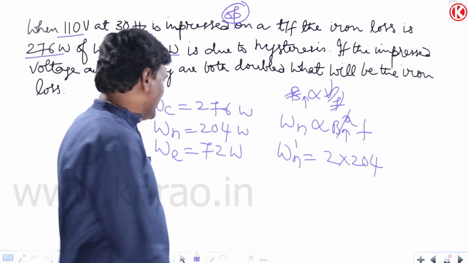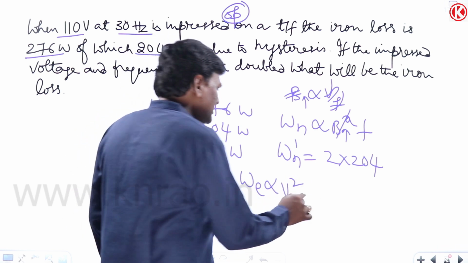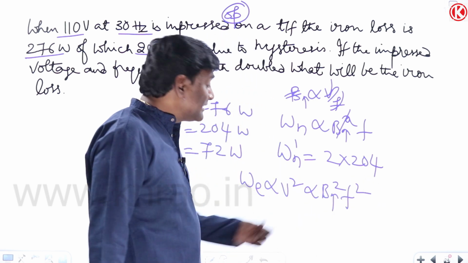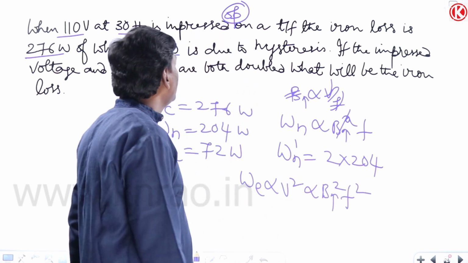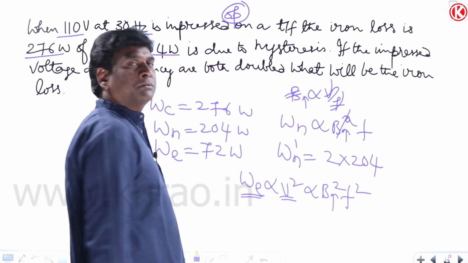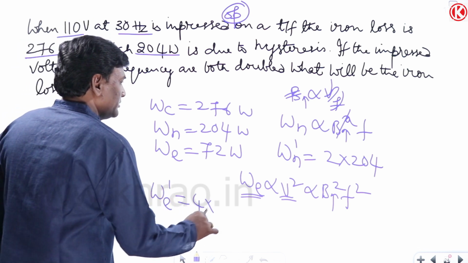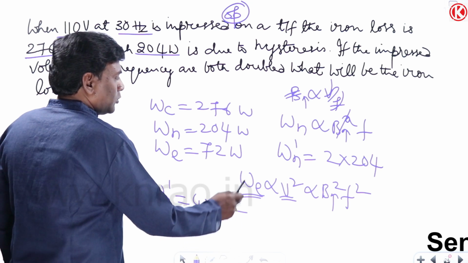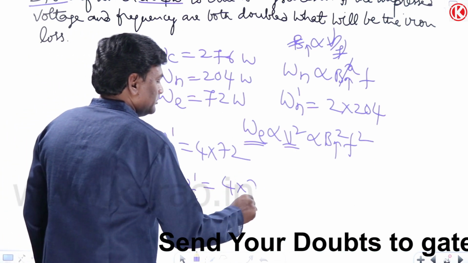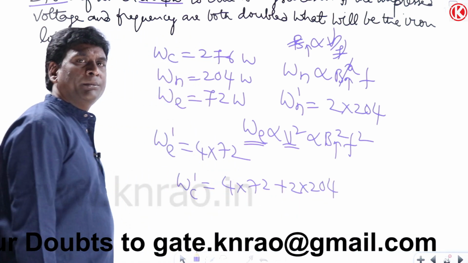Now let us think of eddy current loss. Eddy current loss is directly proportional to voltage square, or you can say Bmax square F square, anything is fine because it is operating engineer only. If it is design engineer, you are supposed to use this only. Now voltage is double. Voltage is double. So eddy current losses will be 4 times. So eddy current loss dash equal to 4 into 72. Now total core loss is going to be 4 into 72 plus 2 into 204 will be the answer.